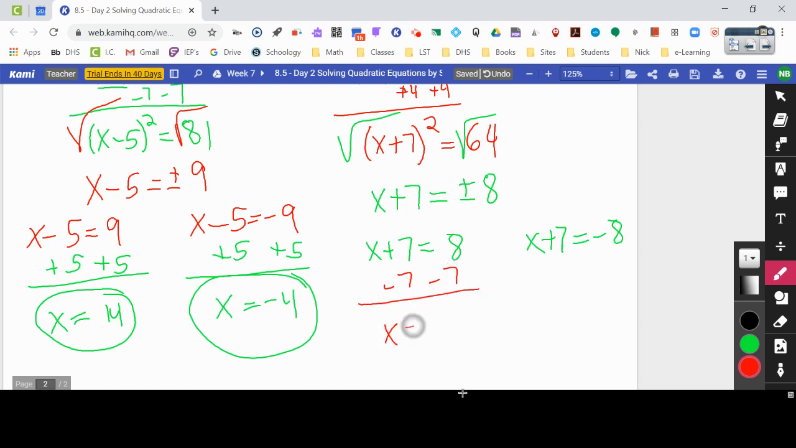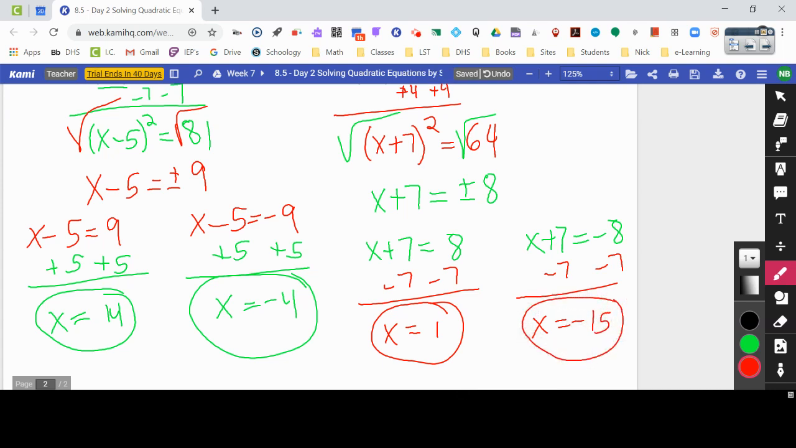All right, so now I'm ready to finish solving this by subtracting 7 from both sides. So we get x is equal to 8 minus 7 is 1. That's one of my solutions. Right, I'm going to subtract 7 from this side as well. But here we get negative 8 minus 7 more is negative 15. So my two solutions are x is equal to 1 and x is equal to negative 15.